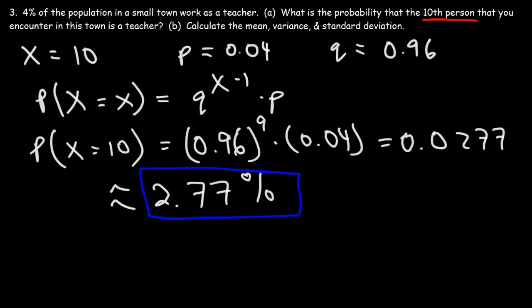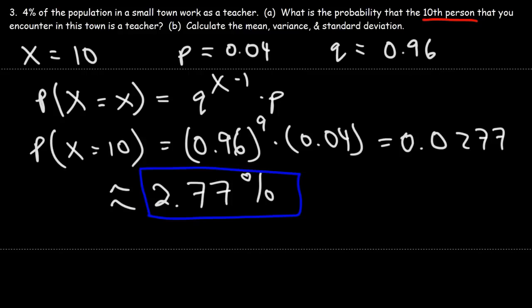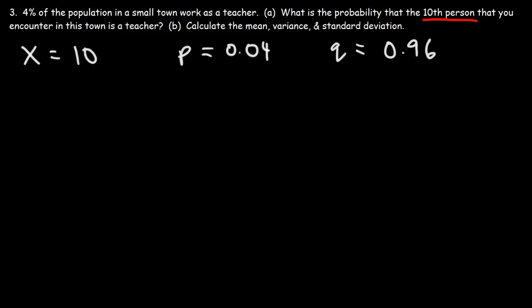Now let's move on to part B. Let's calculate the mean, variance, and the standard deviation. So let's start with the mean. The mean is 1 over P. So it's going to be 1 over 0.04, and that is 25.